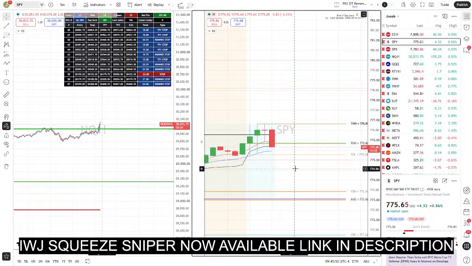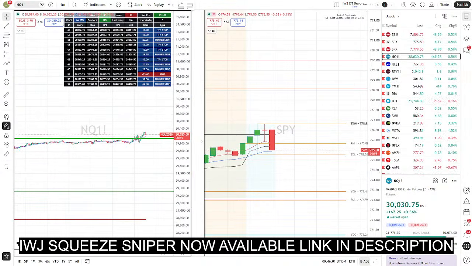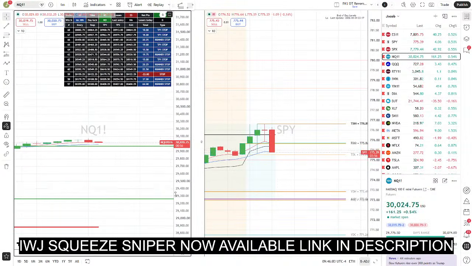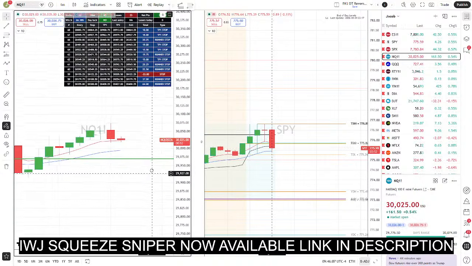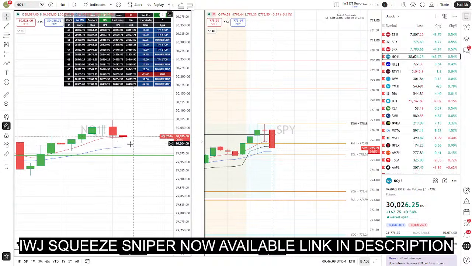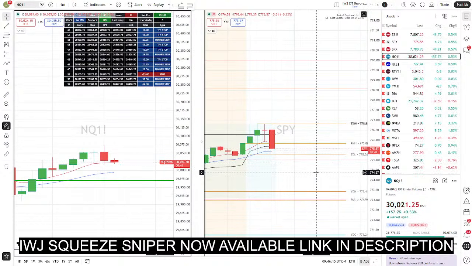Nasdaq not fully on board with the selling yet. ES is selling stronger. SPY is selling stronger than NQ. We zoom in on NQ a little bit so we can actually see the chart. NQ is selling, but it's not even below its 1 minute 8. This is the 1 minute chart, and it's not even below the 1 minute 8 yet. So not nearly as strong as, say, the ES is.